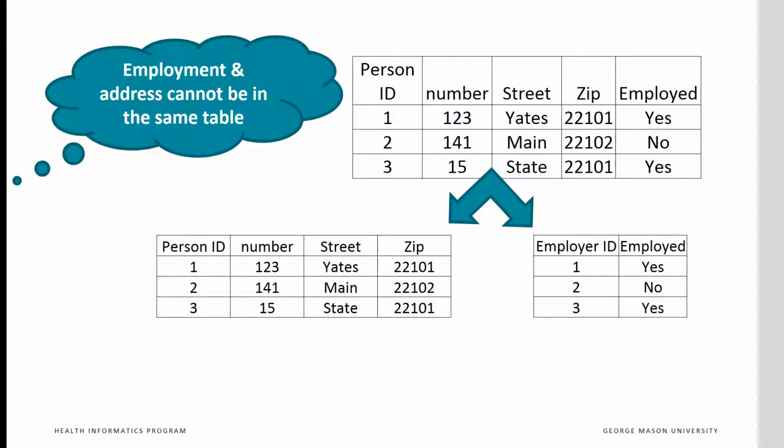Here is an example of violation of second normal form. Employment and address cannot be in the same table as the ID does not fully functionally determine either one. In two separate tables, this is not a problem.